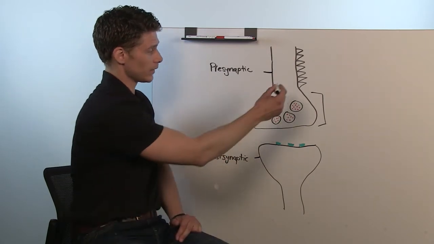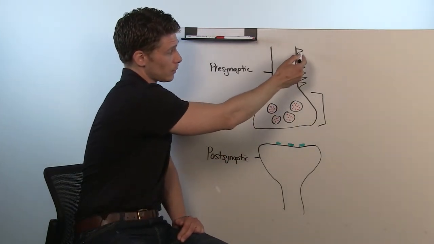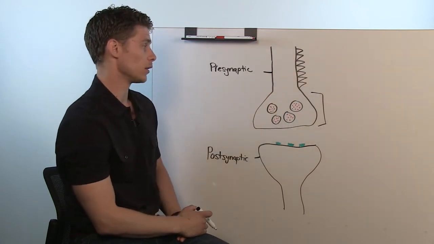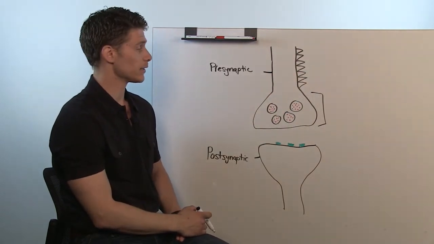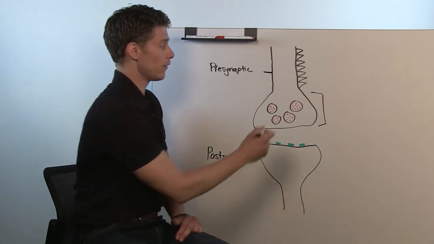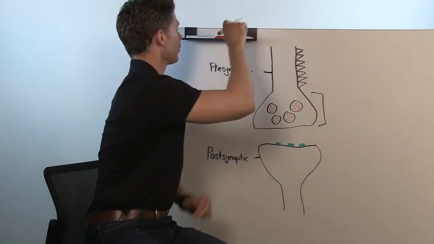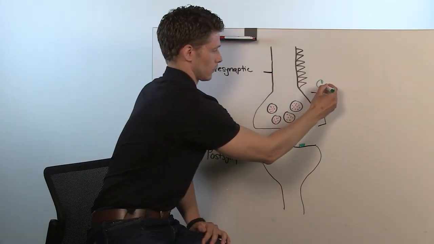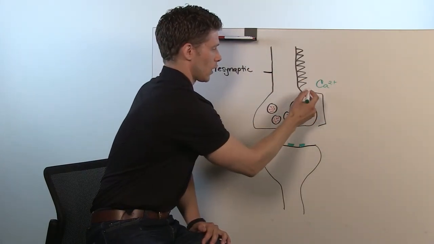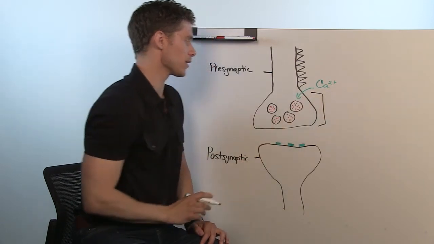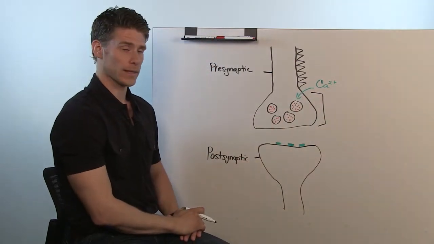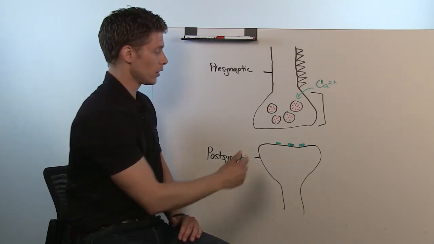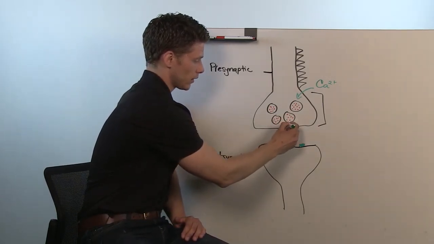Well, as I said, you have an action potential that comes down the length of the neuron, down the axon, to the terminal button. What that causes is a small influx of extracellular calcium. And I'm going to draw this in green. So calcium enters the cell. What that does is it causes the movement of these vesicles to the end of the synaptic button.